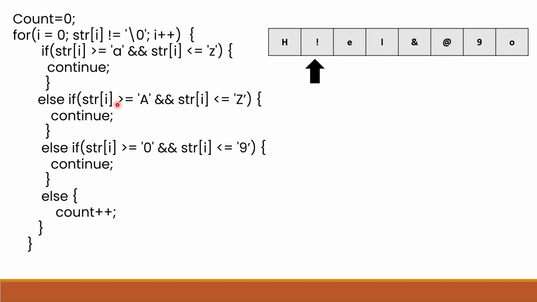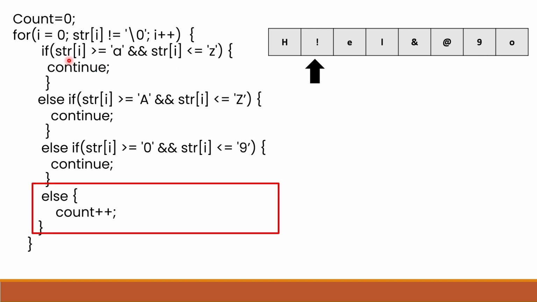So in the next iteration, the value of str[i] will be exclamation, and we have to check the first if condition, whether it is correct or not, whether it is a small letter or not.